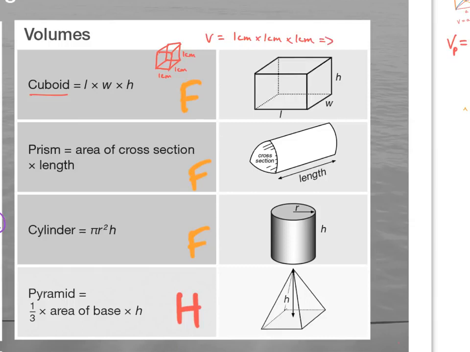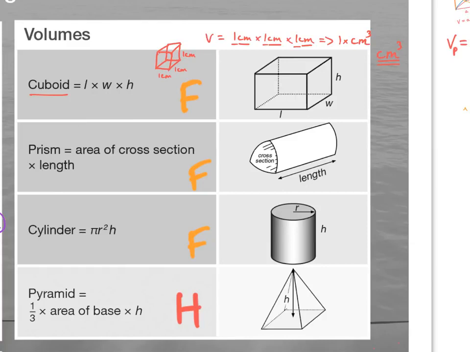And I'd be left with, well, 1 times 1 times 1 is just 1, and then I'd have centimetres by centimetres by centimetres, which would be centimetres all cubed. Okay, hence centimetres cubed. So in this case, just visualise this cuboid as a cube.